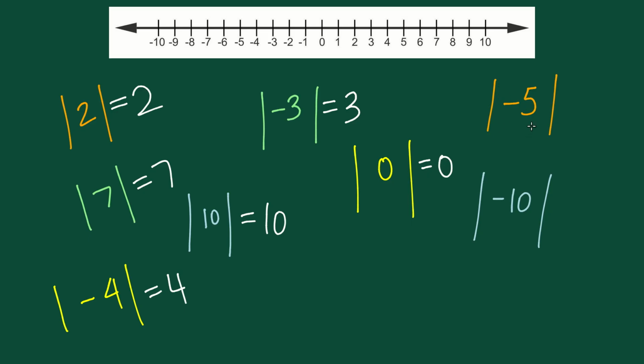Now lastly, the absolute value of -5, that's going to be +5, right? -5 is 5 units away from 0. And the absolute value of -10 is going to be a +10.